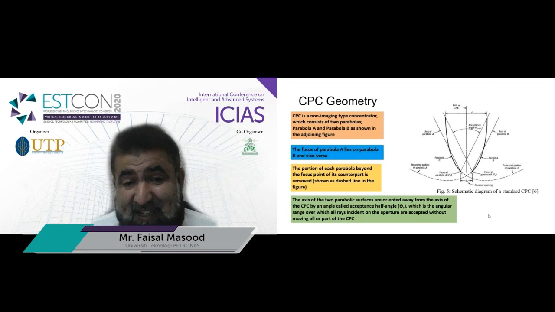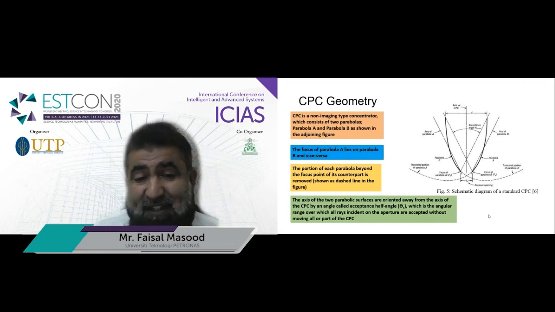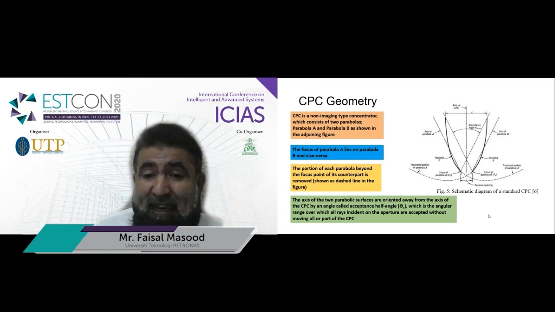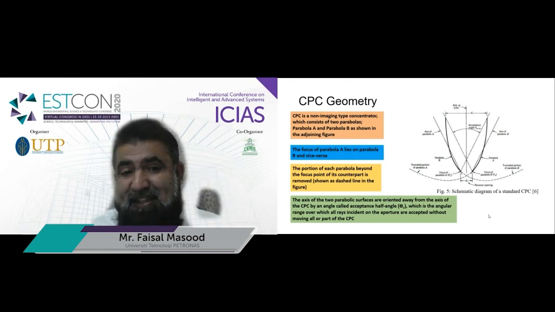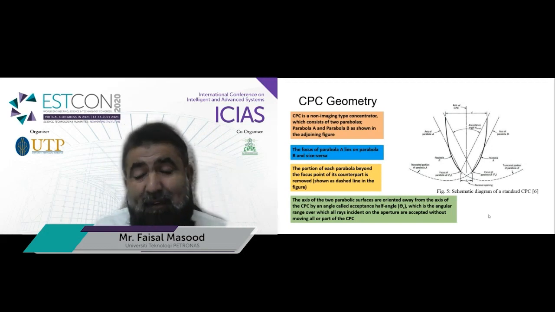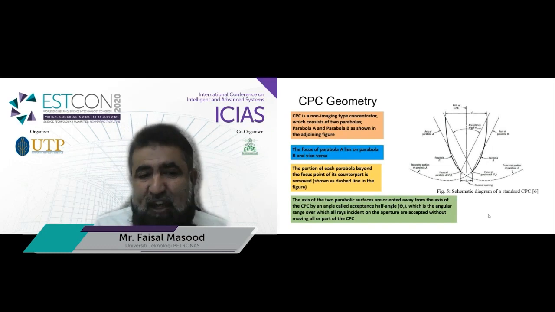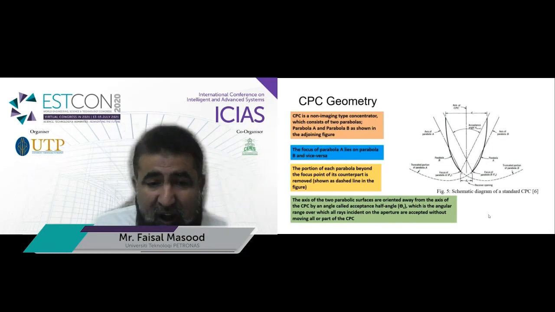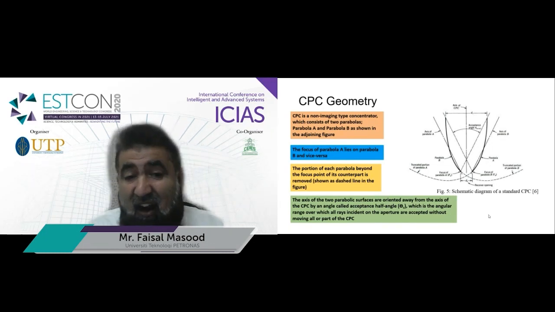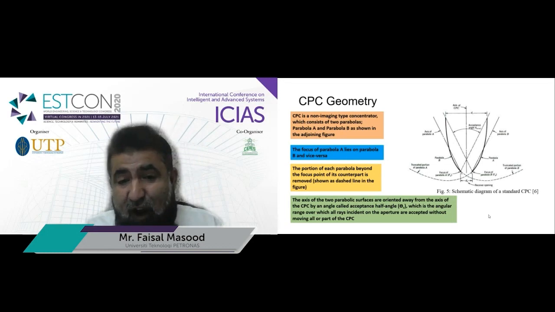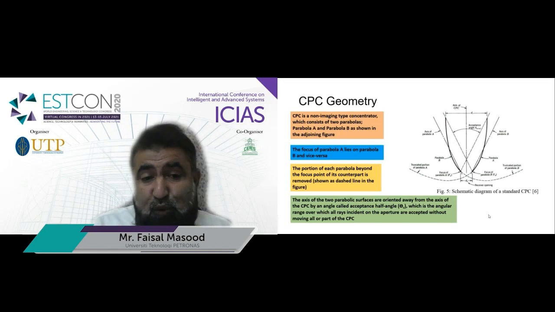Moreover, the axes of the two parabolic surfaces are displaced from the central CPC axis by an angle which we call the acceptance half angle. This acceptance half angle defines the angular range over which all rays incident on the entering aperture are accepted without a need of moving all or part of the concentrator.